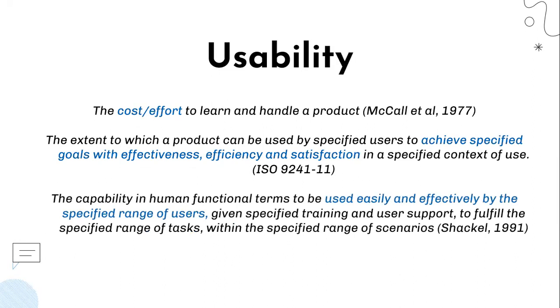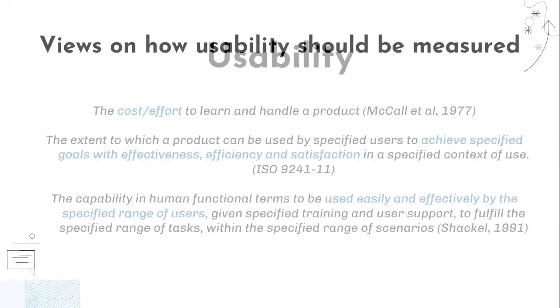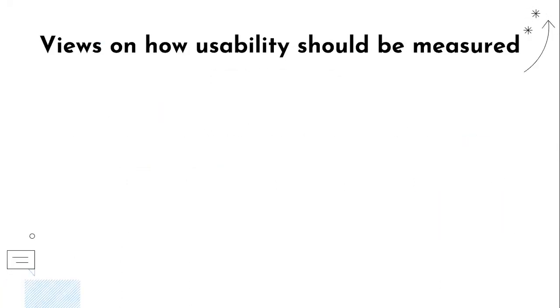While Shackle views usability as the capability in human functional terms to be used easily and effectively by the specified range of users, given specified training and user support to fulfill specified range of tasks within the specified range of scenarios. Different authors construct different lists and compositions of what the attributes of usability are, but they all pretty much agree on the same basic notions.